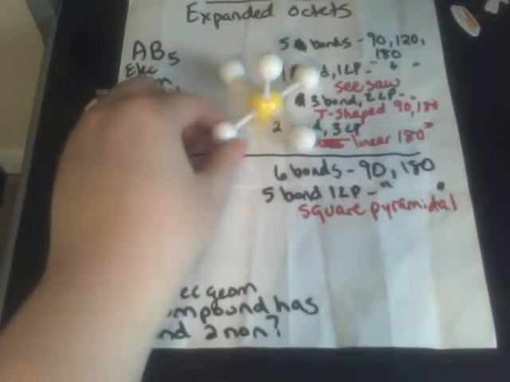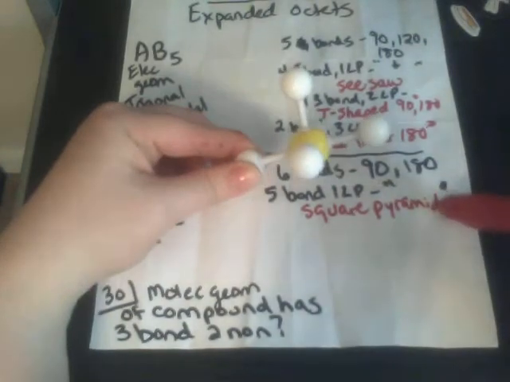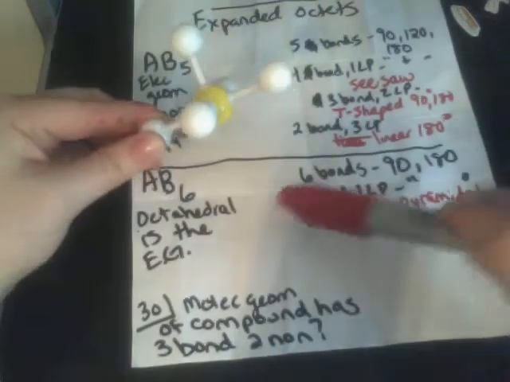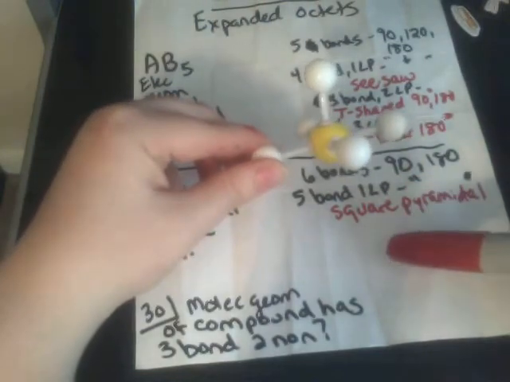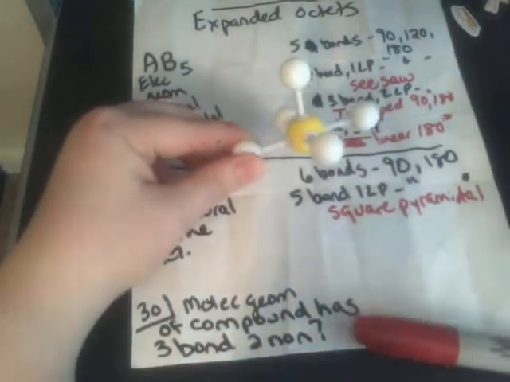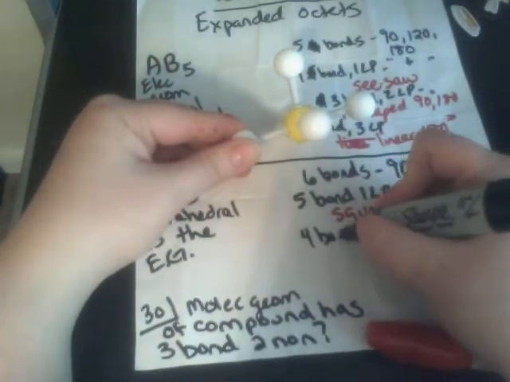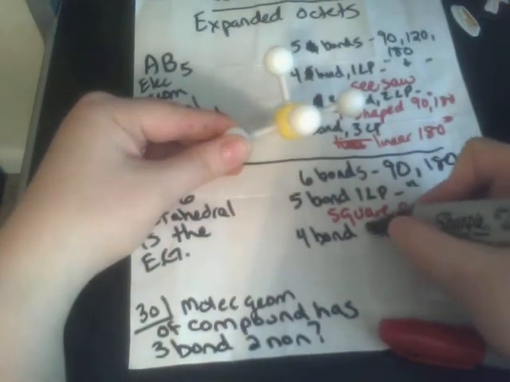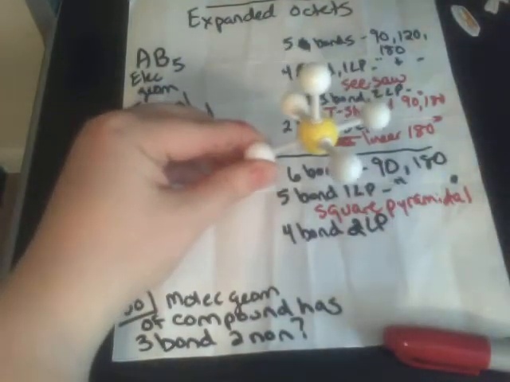What if we were to lose another? So remember, this is the molecular geometry. What's the electron geometry? It's always going to be octahedral. So let's remove one more. So what if we had 4 bonds and 2 lone pairs?